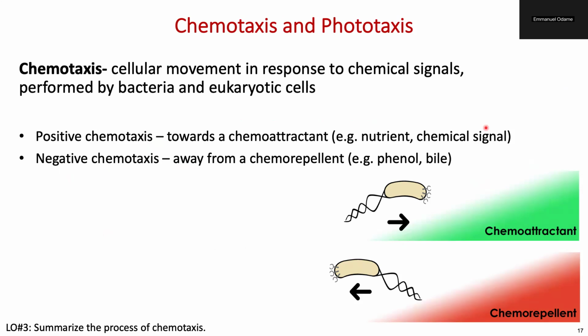So on this slide, we have chemotaxis and phototaxis. Chemotaxis basically means the cellular movement of the bacteria in response to a chemical signal. It can be positive or negative. Positive chemotaxis means the bacteria is moving towards a chemoattractant. It can be a nutrient or a chemical signal. As you can see in this picture, the bacteria is moving towards the chemoattractant. And we have the negative, which is moving away from the chemoattractant. It can be phenol, it can be bile, anything that is harmful to the bacteria, and it just tries to run away from it.